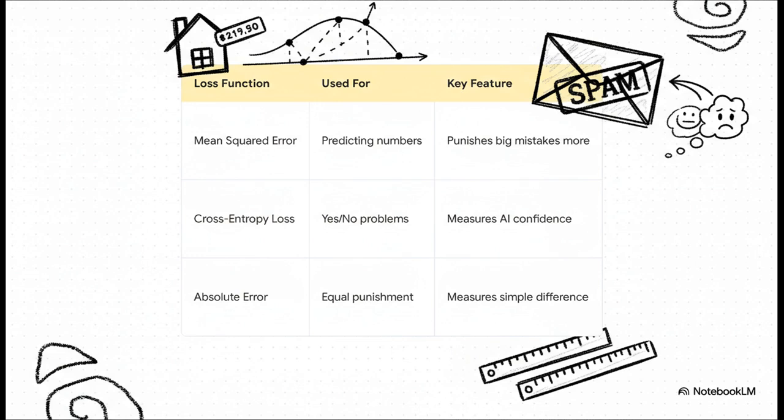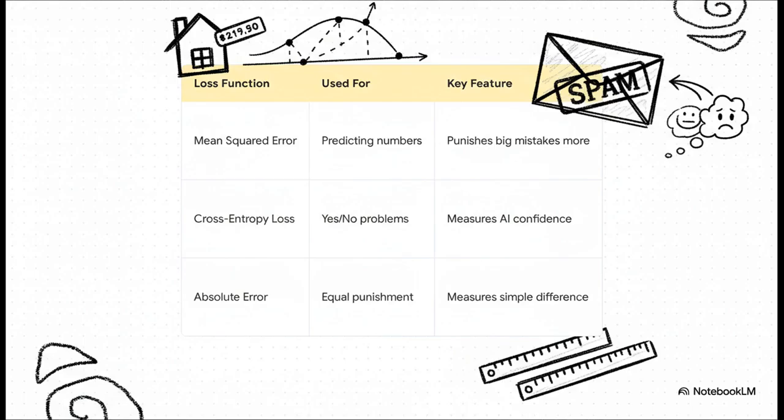But what about a simple yes or no question, like is this email spam? For that, you might use cross-entropy loss. This one is super clever. It doesn't just care if the AI was right or wrong. It also looks at how confident the AI was. A wrong answer with high confidence gets a massive penalty. And then, sometimes you just want to keep it simple, and that's where absolute error comes in. It just measures the simple difference.